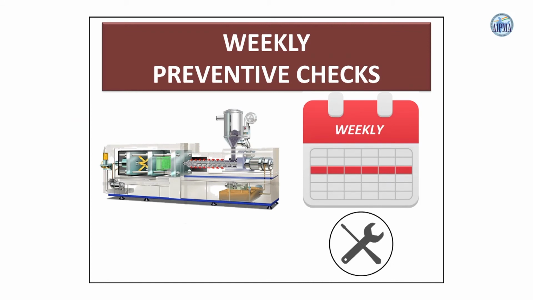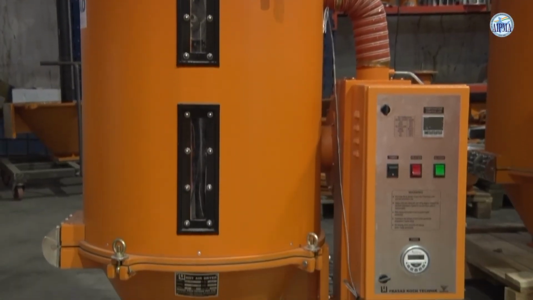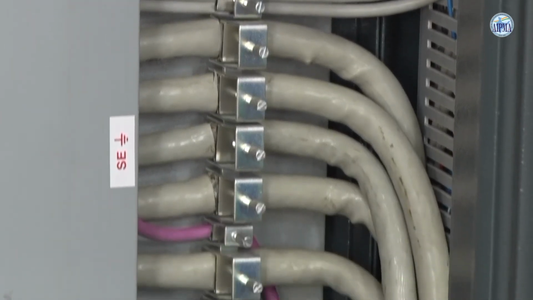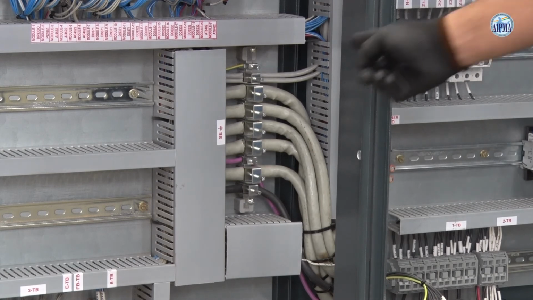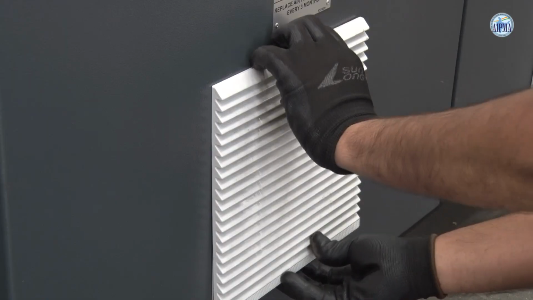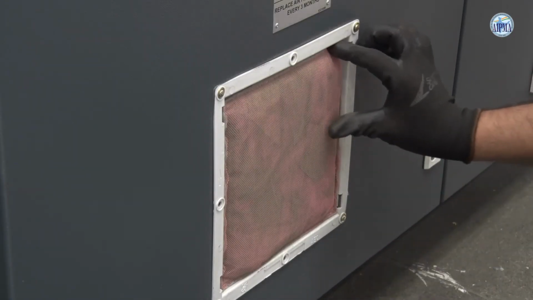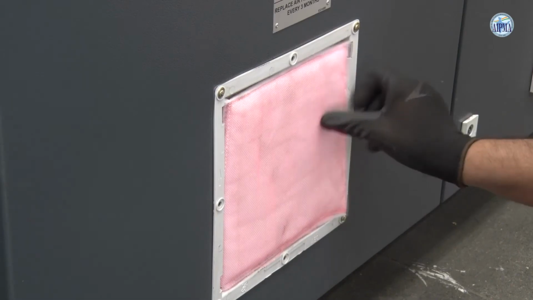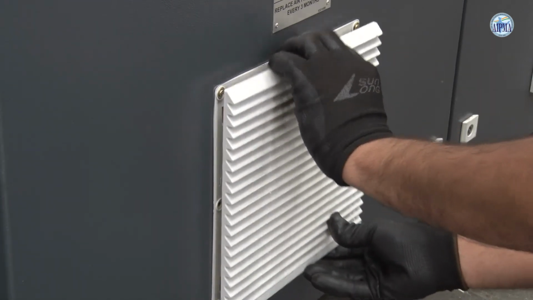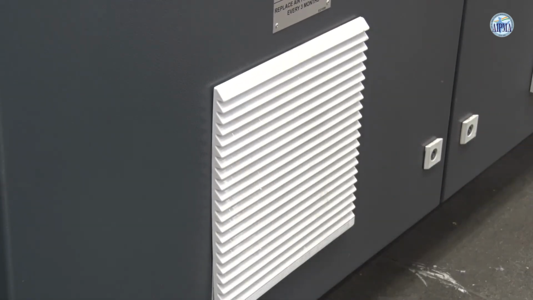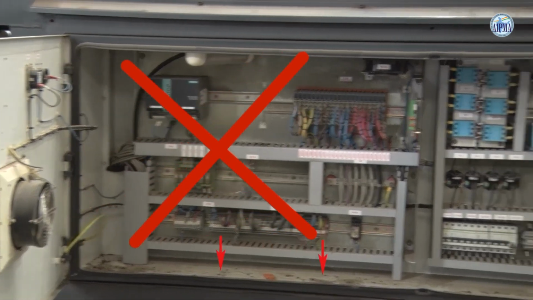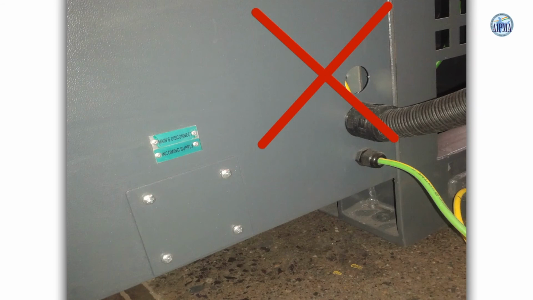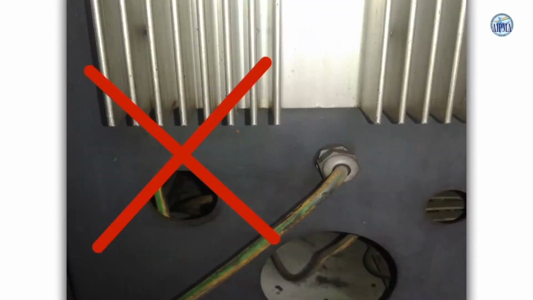Weekly preventive checks. Check the attachment of all accessories and auxiliary equipment. All the shielded wires are to be grounded properly. Clean the air filters in the electrical cabinet operator station panel and change if required. If surrounding condition is dusty, clean it on daily basis. Avoid entry of water, dust or iron particles into the electrical cabinet. Do not leave the holes in the electrical cabinet unplugged.